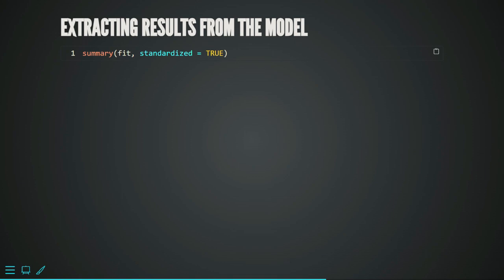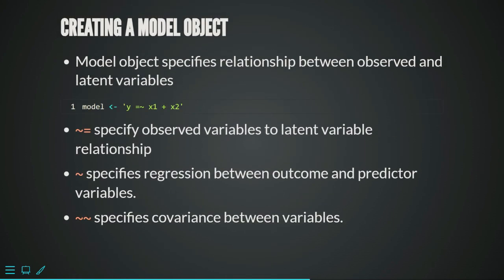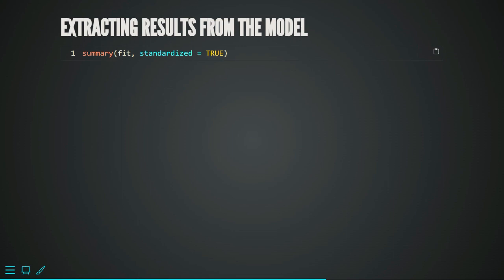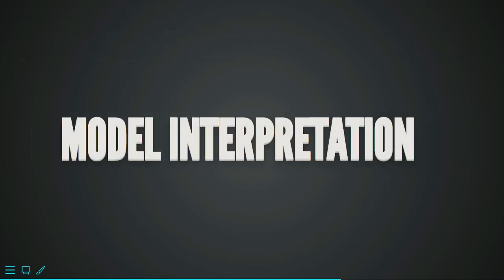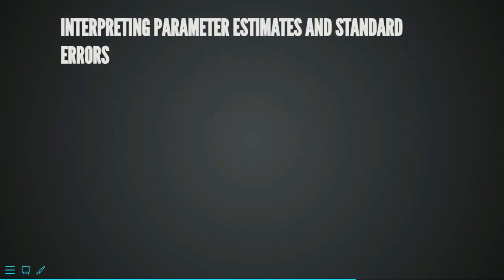So it's just three basic steps. First of all, you specify your model object, you fit your model, and you extract your results from your model. The next thing we're going to be going to now is the model interpretation. I've already fitted the model, I've already gotten our result. How do you now interpret this particular model? What we're going to be doing first of all is talking about interpreting parameter estimates and standard errors.